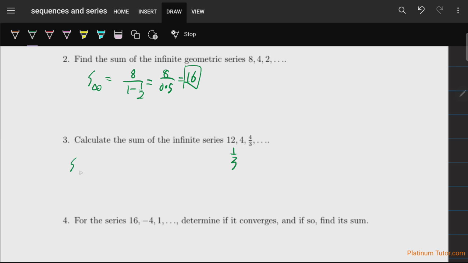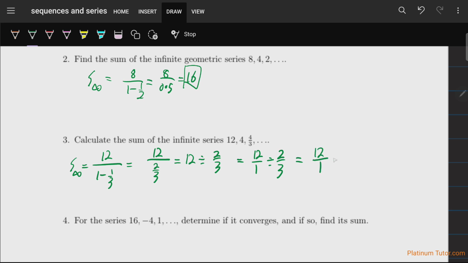And so S infinity, the sum of the infinite terms, is A, which is 12, over 1 minus 1/3. So that's going to be 12 over 2/3. This is 12 divided by 2/3. And 12 is the same as 12 over 1 divided by 2/3. And the way we divide fractions is to change the division to a multiplication. So we leave the first fraction untouched, we change the division to a multiplication, and we flip the second fraction.